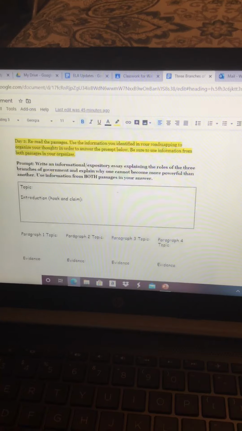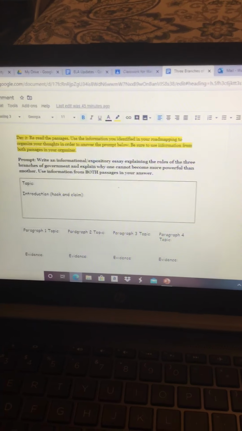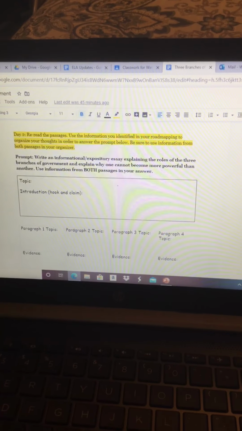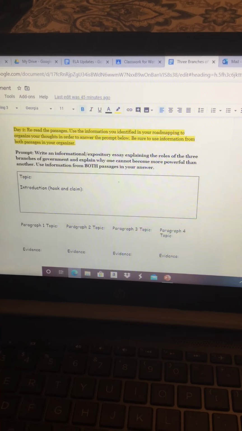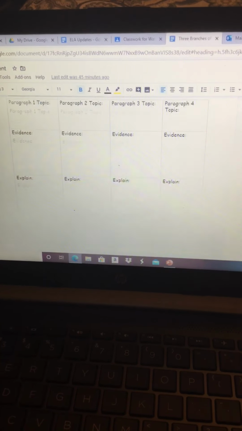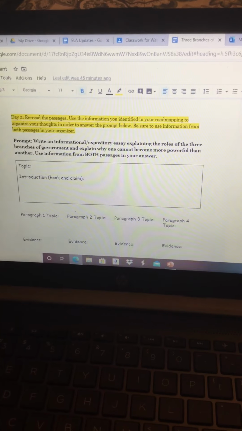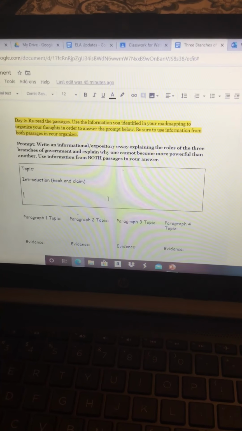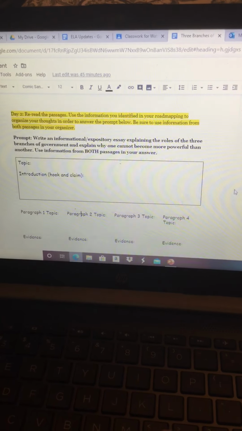For day 2, have your child go back and reread the passages, just to remember what they were reading about. And they're going to use that information below to organize their thoughts to answer a writing prompt. So this is their graphic organizer. They have completed this in class many times, just on paper, not on the computer, but you can click and type into any of the boxes on here.